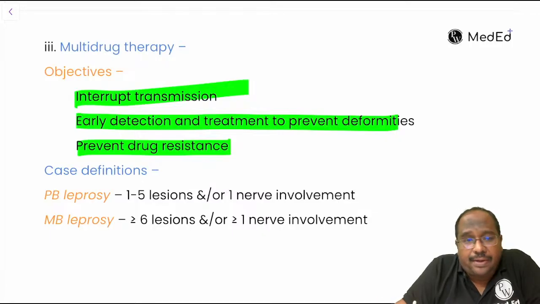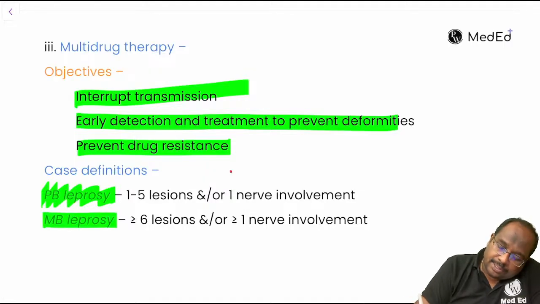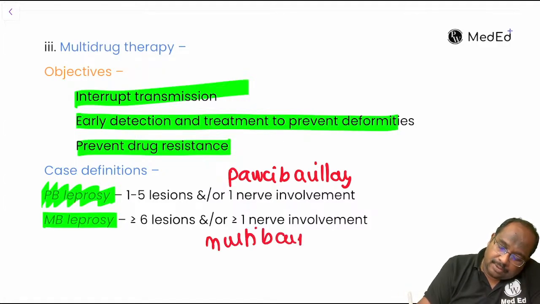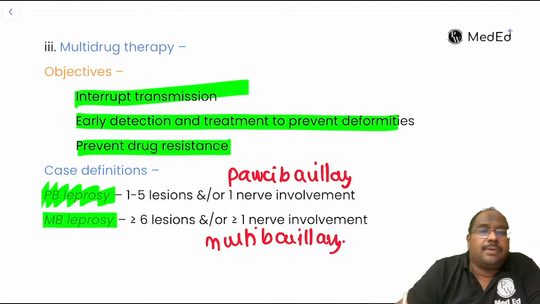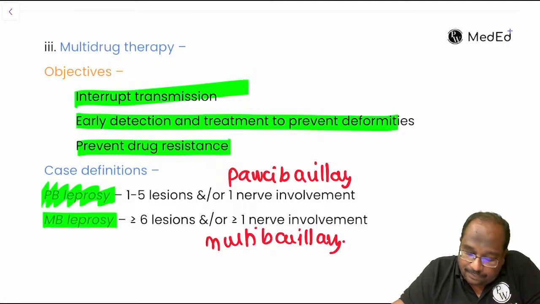So how are we going to divide them? We are going to divide them into two categories: paucibacillary and multibacillary. For treatment, 1 to 5 lesions or 1 nerve involvement, we are going to call paucibacillary. And more than 5 lesions, that is 6 or more, along with more than 1 nerve involvement, we are going to call multibacillary.